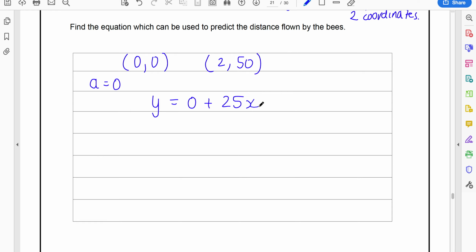Now again, this is not how we would leave it, because we don't write this. We don't write 0 plus 25x. We would write it as just 25x. When we don't see a y-intercept there, it means that the y-intercept is in fact 0.